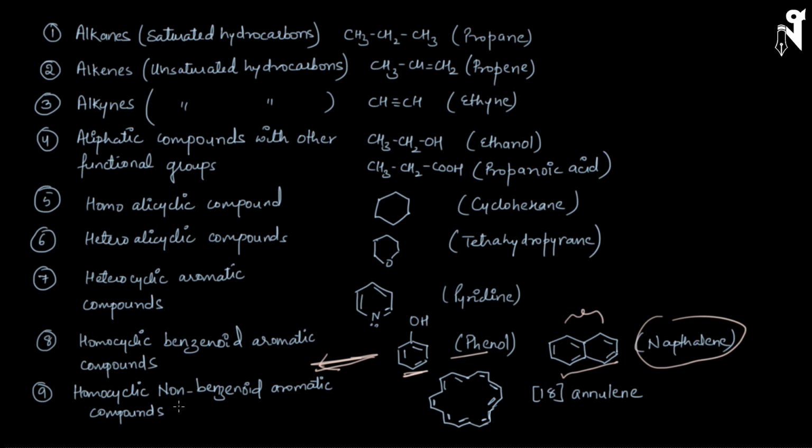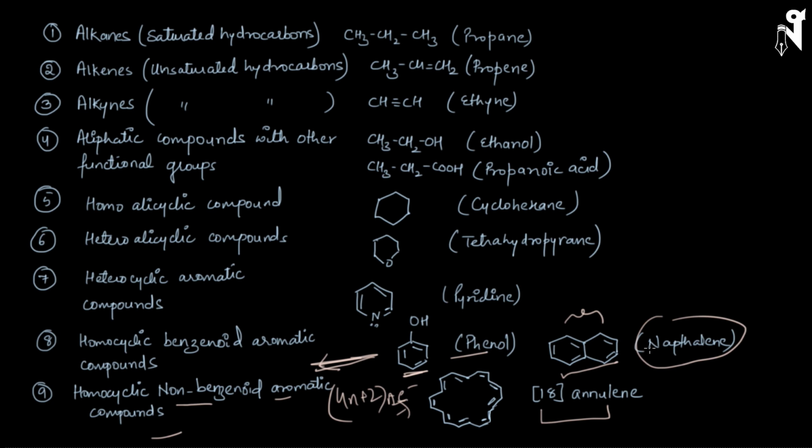Next is homocyclic non-benzenoid aromatic compound. So basically the one which is not benzene but is homocyclic. This compound, if you look at it, has 18 carbons. It totally doesn't look like benzene. Benzene is made up of 6 carbons. All the double bonds are on the alternate positions and it definitely follows the 4n plus 2 pi electron rule. And this compound is called 18-annulene.